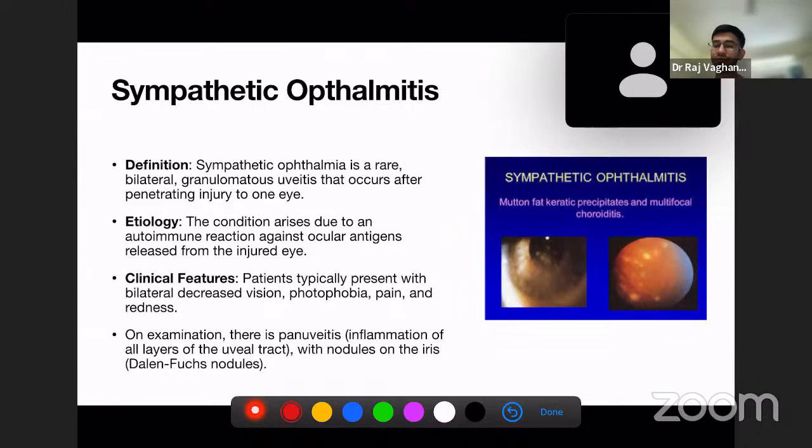It is a very rare and bilateral disease, and it can also result in the formation of granulomas. It is responsible for infection of the uveal tract, uveitis. So what is uveitis? Mainly uveitis involves your ciliary muscles. I told you what the ciliary muscles are. So uveitis mainly involves the ciliary muscles and occurs after penetrating injury to one eye.